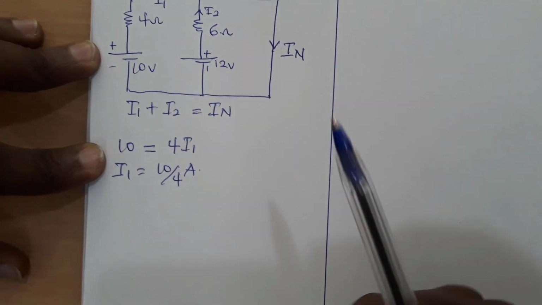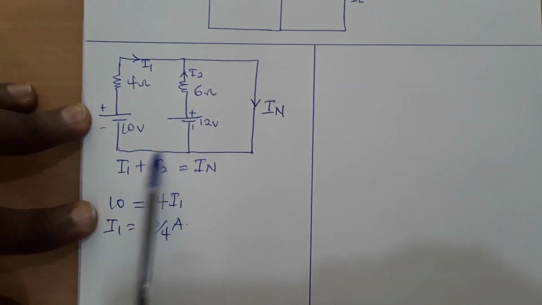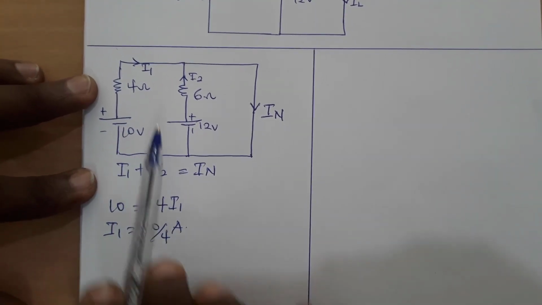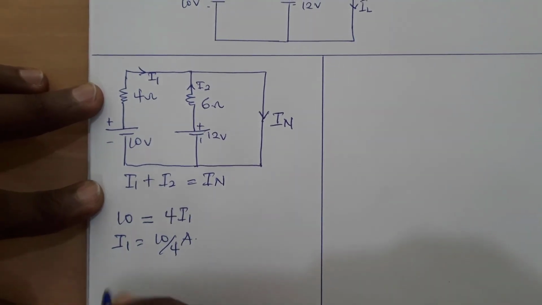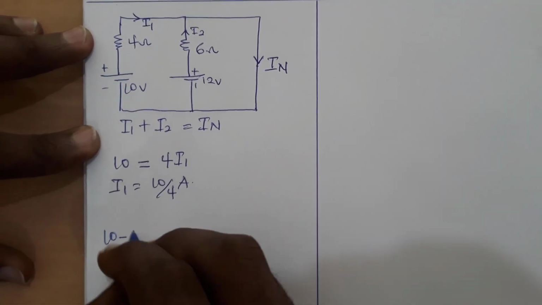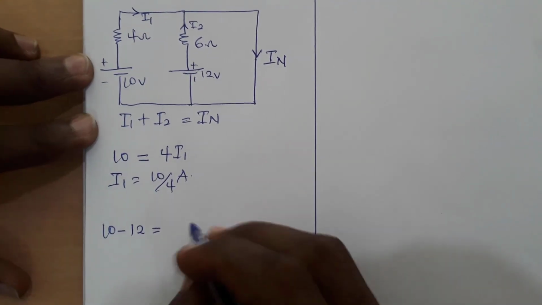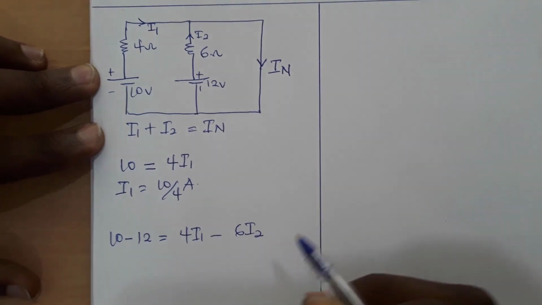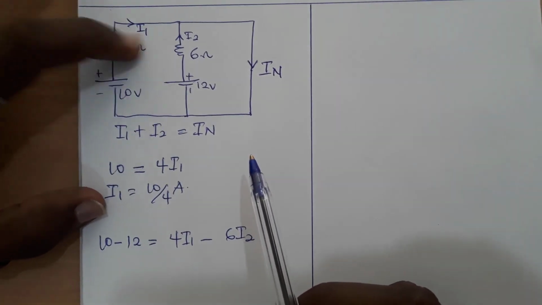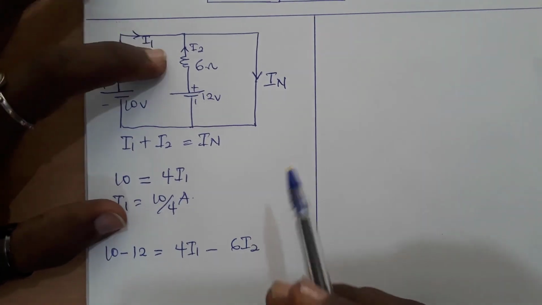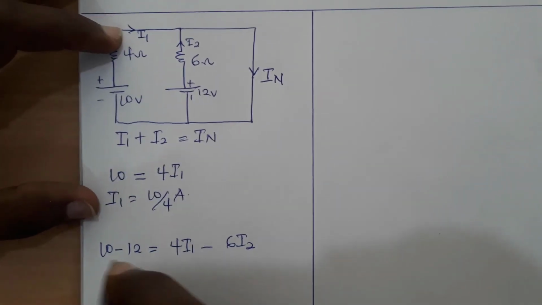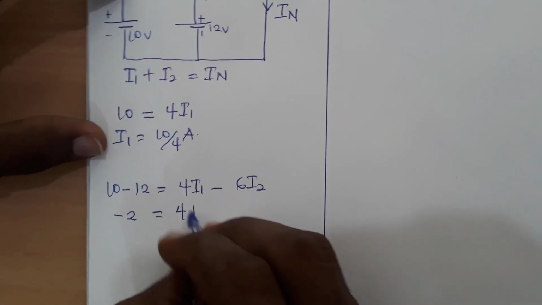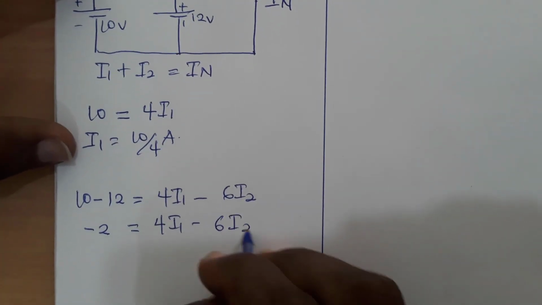And I can also take this loop and write an equation involving these voltage sources and the voltage drops. So I can say that 10 minus 12 should be equal to 4I1 minus 6I2. Why minus? Because we are going in the clockwise direction, but this current I2 is opposing our direction. So simplifying this, I can have 4I1 minus 6I2.